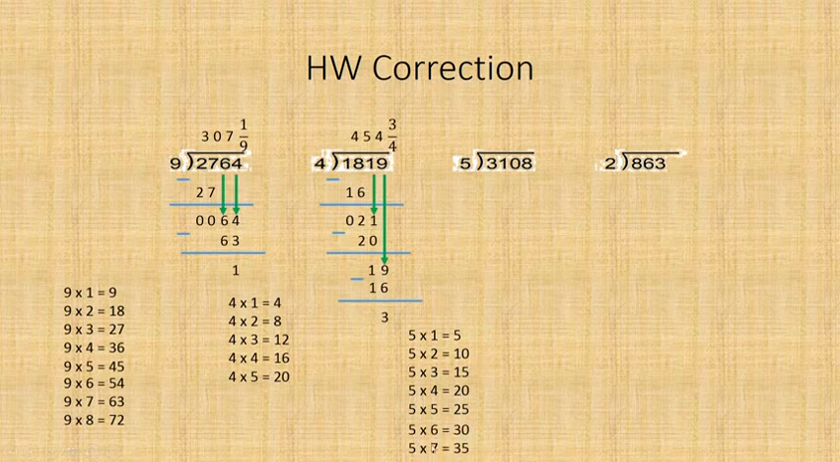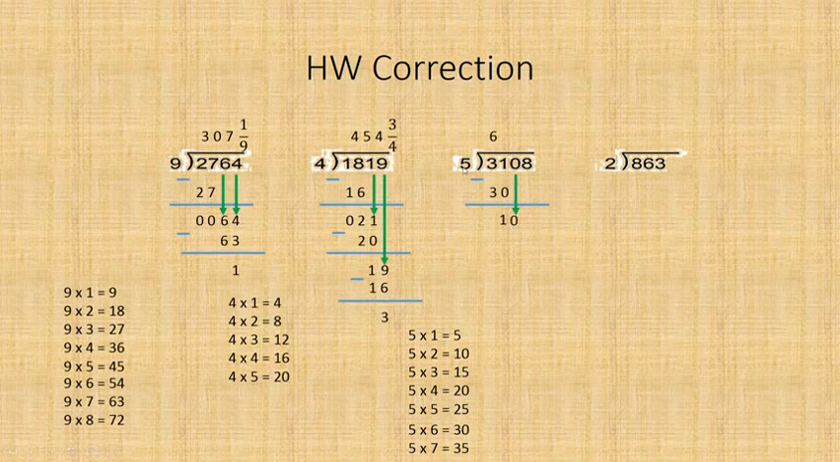5 times 6 equals 30, and 5 times 7 equals 35. So 31 is not in the answers of the times table. 31 is between 30 and 35, so I'm taking the smaller one. So it's 30, I'm putting it down here, and taking the 6 and putting it up. So 31 minus 30 is going to be equal to 1. And bring down the next digit, which is 0.